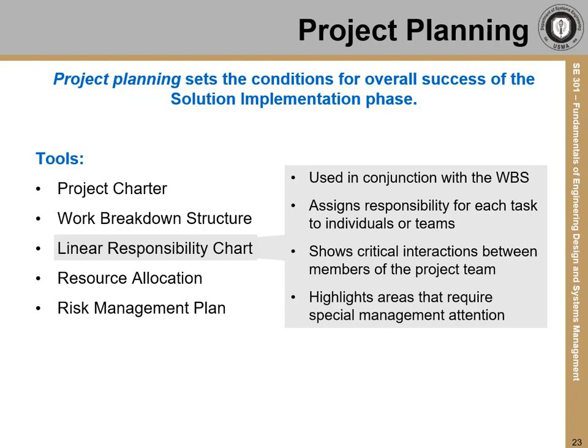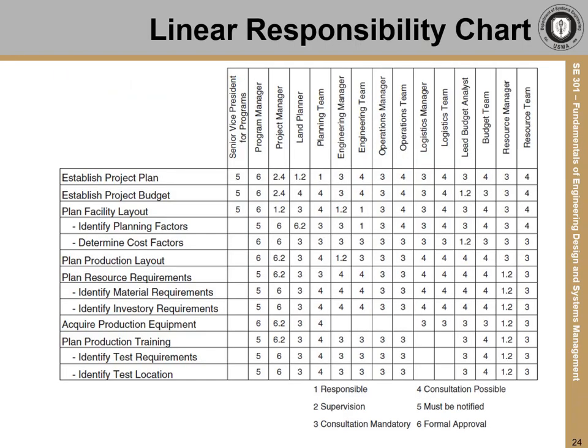The chart also highlights other critical interactions besides responsibility, such as approval, notification, or consultation. This can help project managers identify areas or tasks that require special attention due to the number of people or teams that are involved. Here's an example of a linear responsibility chart from your textbook.